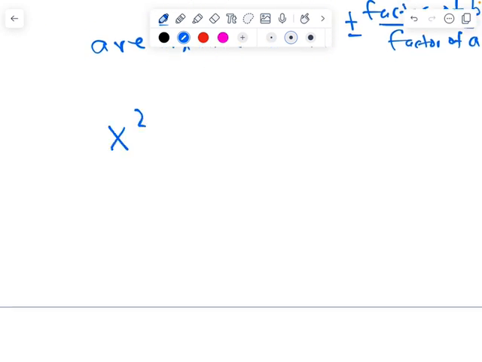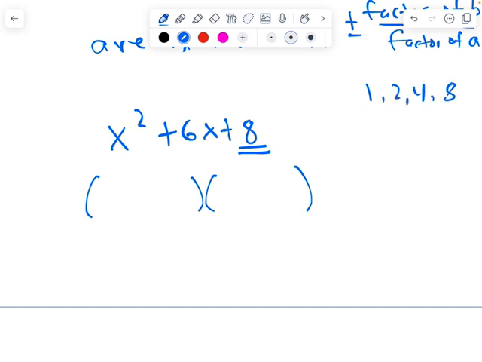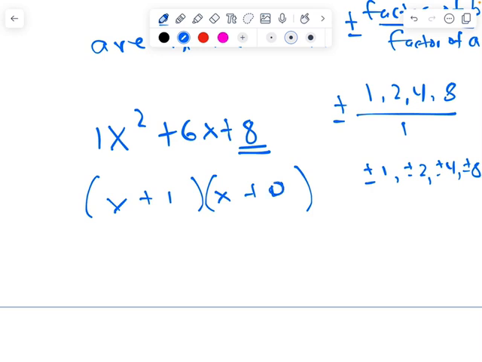If you have x squared plus 6x plus 8, then the values that make it 0, the values that help you factor it, are going to be factors of 8. Factors of 8 are 1, 2, 4, 8, over the factors of 1, which is just 1, with a plus and minus. So that means it could be plus and minus 1, plus and minus 2, plus and minus 4, plus and minus 8. So it could be something like x plus 1, x plus 8, or it could be x plus 2, x plus 4, or it could be x minus 2, x minus 4.